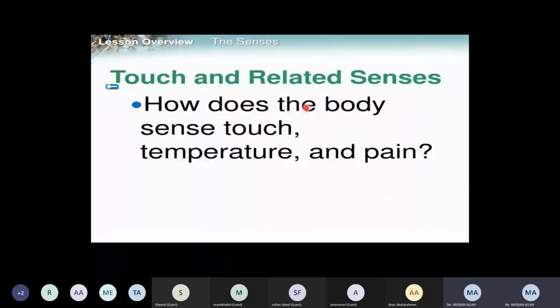So the different senses which we are going to study. The first one which we are going to study is what? Touch and related senses. How does the body sense touch, temperature, and pain? So how will temperature and pain be sensed by the body? The way the body is going to sense.